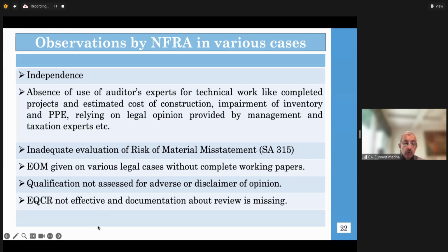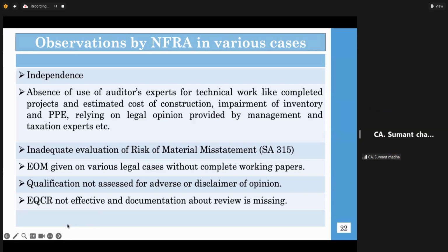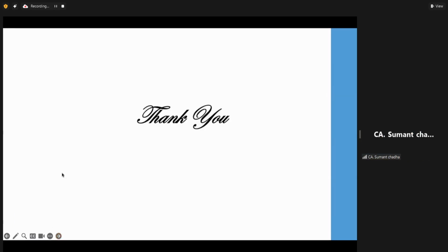External quality review is also very important, as it is very effective for how they are assessing it right from the beginning, not a formality after the audit report is signed.